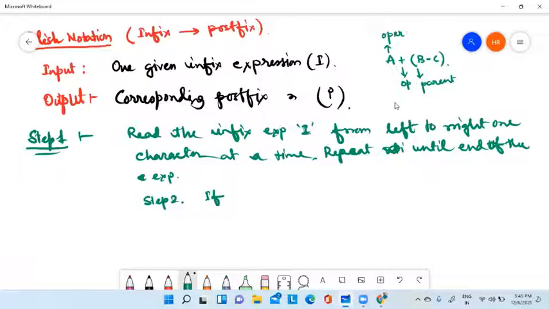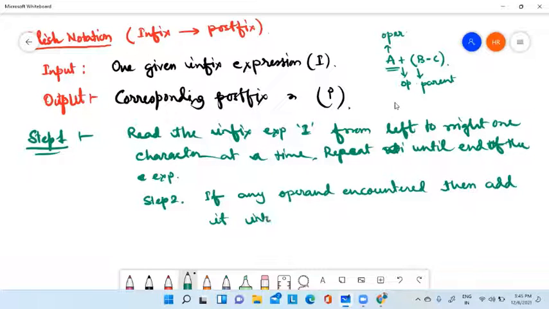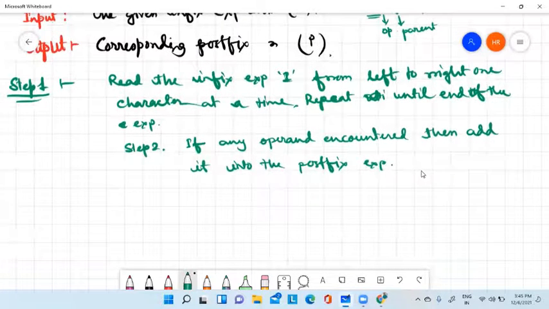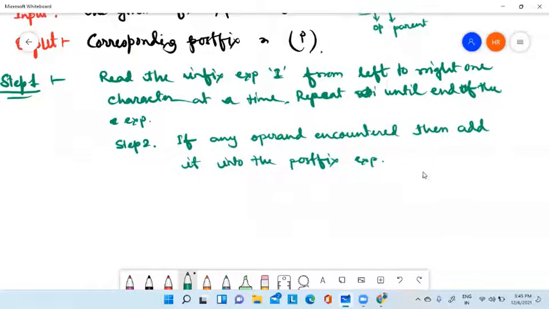So the algorithm says, if any operand is encountered, then add it into the postfix expression. Okay, so if we get any operand, I will add it to the postfix expression.